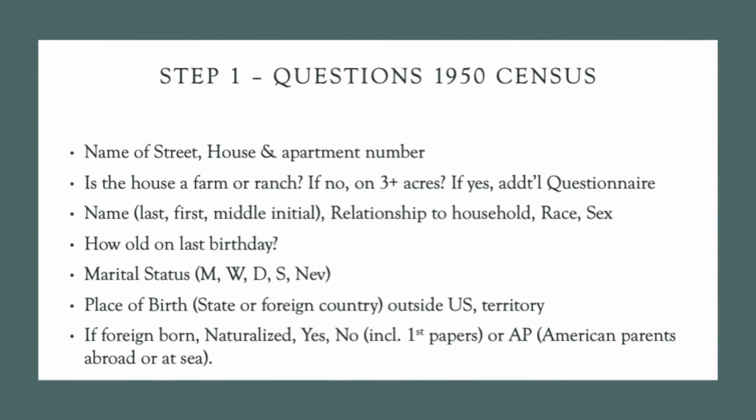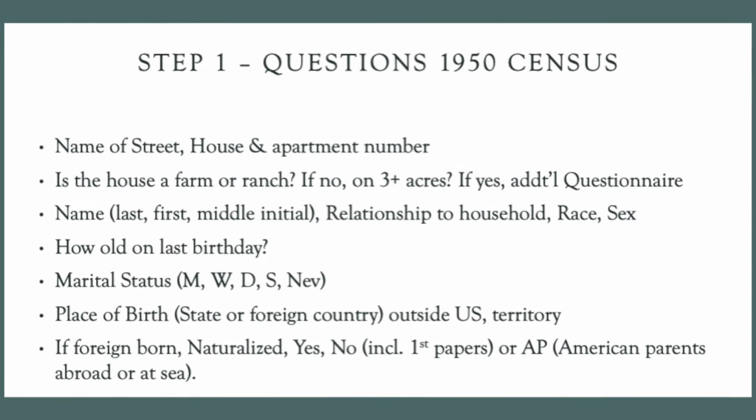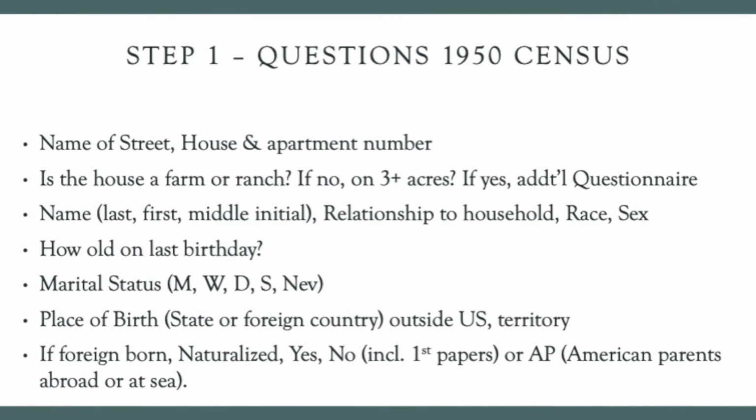So we have the name of the street, the house, the apartment number. Was it a house, a farm, or a ranch? If no, then is it on more than 3 acres of property? If yes, then there are additional questions in a questionnaire that you can refer to. Of course, your last name, first name, middle initial, relationship to household, race, sex, etc.